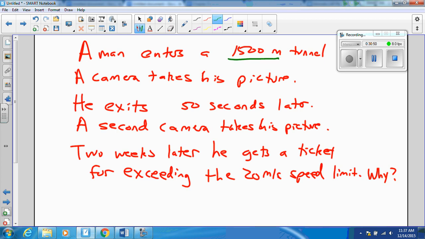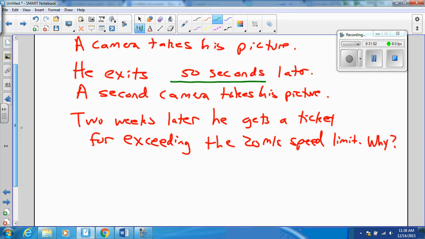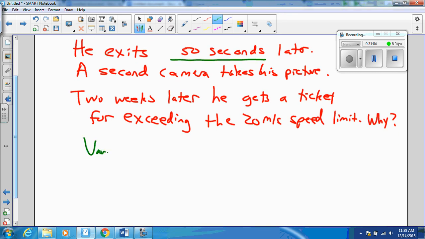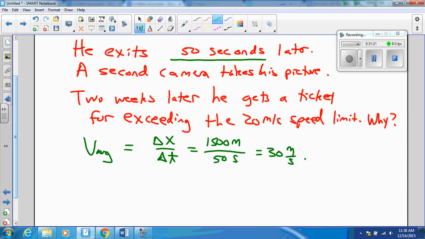Why is that? Because the information that is given right here and right here allows me to compute an average rate of change, specifically an average velocity. Does everybody see how I can do that? So I get an average rate of change like so: 1,500 over 50. So his average rate of change was 30 meters per second.